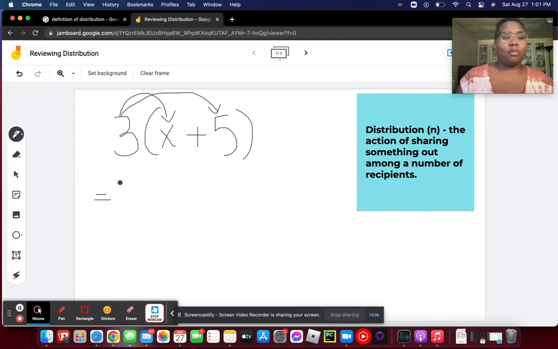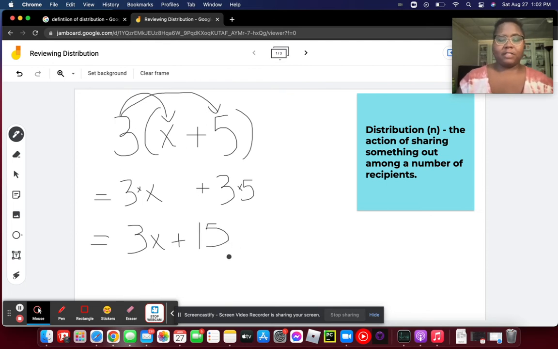This is going to end up with an expression 3 times x plus 3 times 5. And 3 times x, because 3 and x are two different types of quantities, it just becomes 3x. And 3 times 5, since they're both numbers, we can do that multiplication. 3 times 5 is 15. So we've distributed the multiplication by 3 across the addition or the recipients, x and 5.